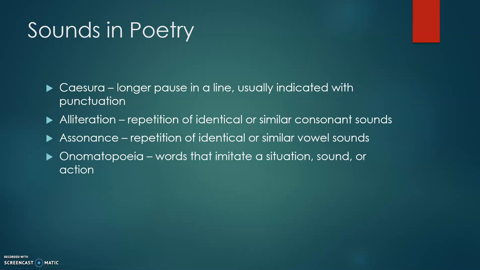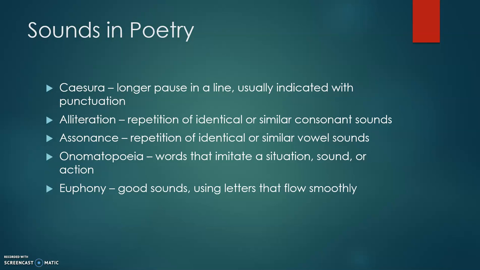Onomatopoeia is a word you're probably familiar with. That would be words that imitate a situation, sound, or action. Buzz, slap, stomp. Typically these types of words basically sound like the sound that the word is. So we see some onomatopoeic words used in our poems.